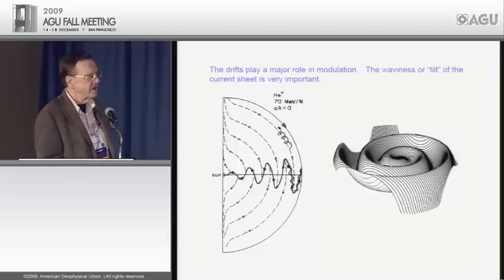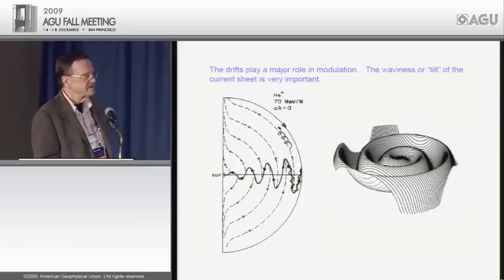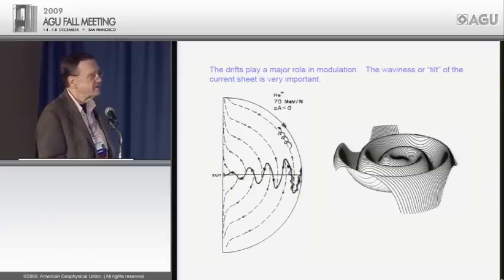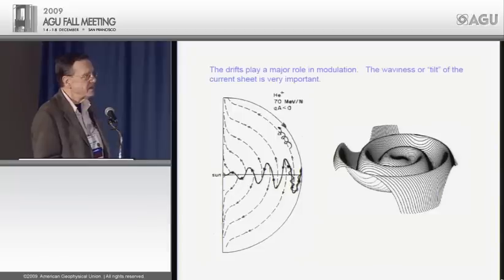This angle is, for reasons which I forget, called the tilt angle, although it's clearly not tilted. It is tilted right at the sun, but this is what I call the degree of waviness of the current sheet. So again, the particles come in along this and are ejected over the poles at the present time.